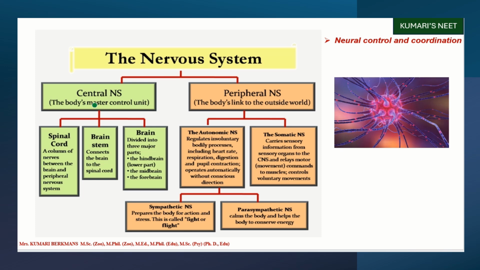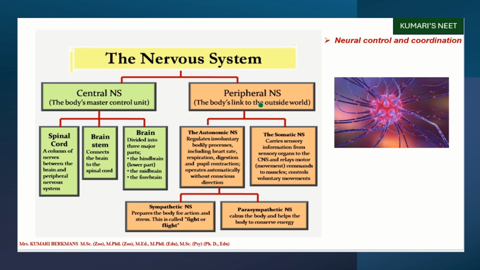Let us see here, the central nervous system consists of three parts: the brain, the spinal cord and the brain stem. The brain and the spinal cord are connected by the brain stem. If you see, there are three parts of the brain: the hindbrain, midbrain and forebrain. And the spinal cord is the column of nerves between the brain and the peripheral nervous system, and the brain stem connects these two.